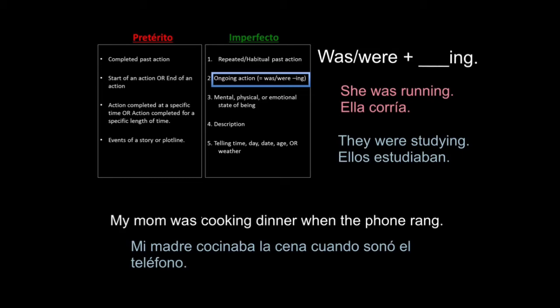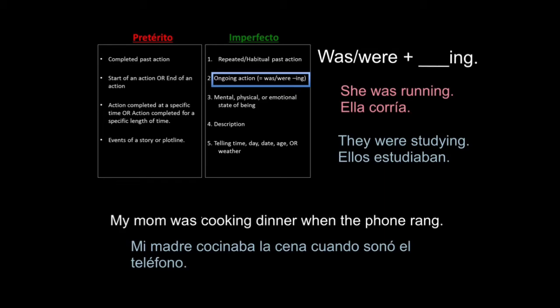That means that you can have both a preterite and imperfect verb in the exact same sentence. Here's an example. My mom was cooking dinner when the phone rang. This sentence is a compound sentence connected by the conjunction when. In Spanish, we would say, mi madre cocinaba la cena cuando sonó el teléfono.